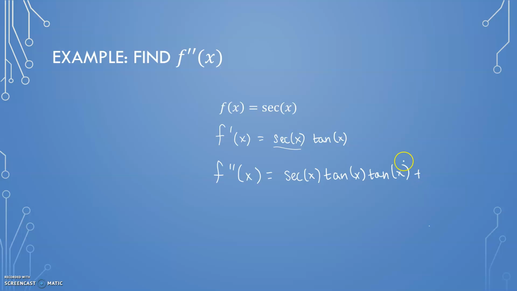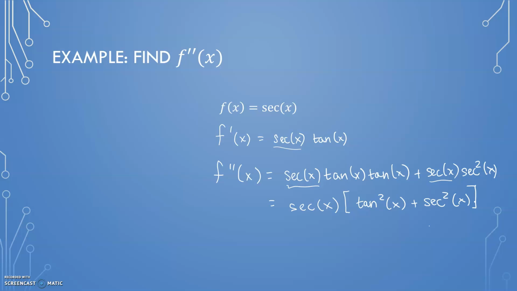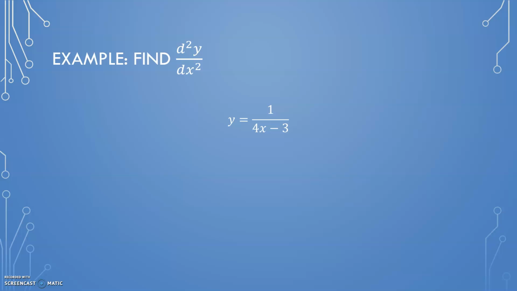And then I'm going to leave secant alone and take the derivative of tangent. With a little bit of factoring, I could take a secant out of both terms. And so there's the second derivative. Second derivative just means do another derivative after you've done one. Again, this notation is the second derivative notation.